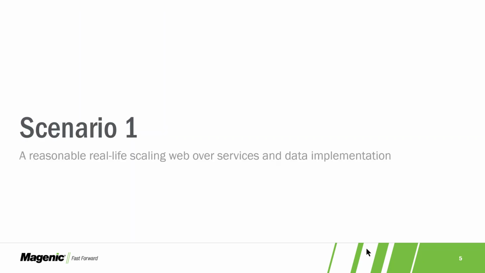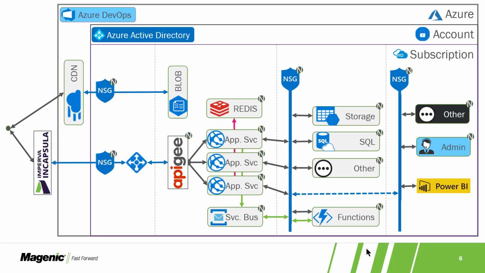For our first scenario, which is a real life scaling web over services and data implementation, couldn't be more bread and butter if you try. So this diagram has a lot of moving parts, but it's in my preferred diagramming style. You'll see this in a lot of my presentations. Essentially, I'm showing organizational tiers as boxes. I'm showing tiers in the application as dashed lines. And then, things are connected to other things via different color arrows, and we'll get into that in a minute.